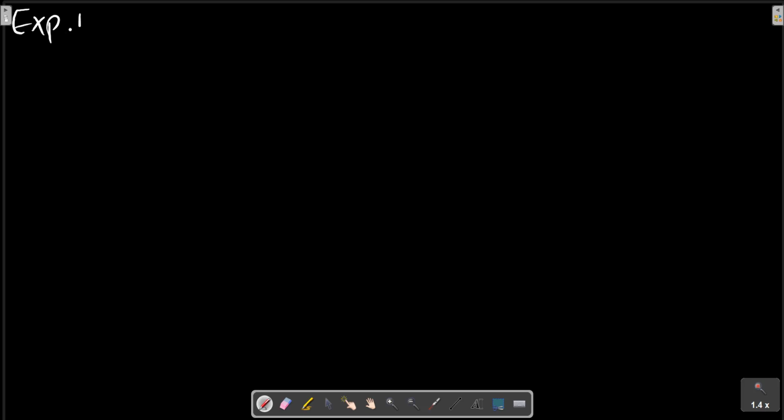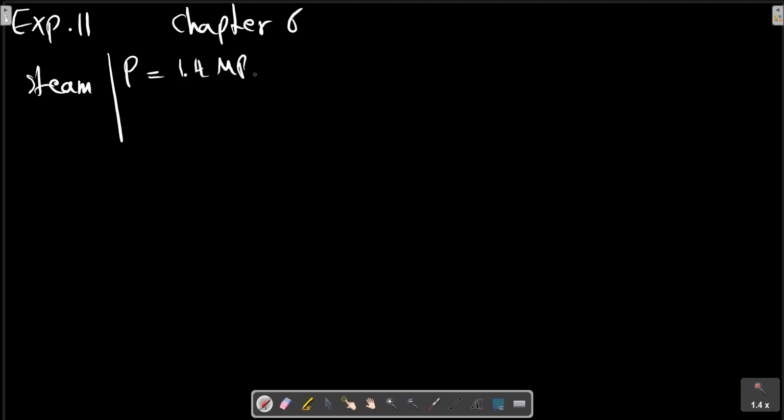Example 11, Chapter 6. Steam at a pressure of 1.4 megapascal and a temperature of 300 degrees Celsius is flowing in a pipe as shown in this picture.